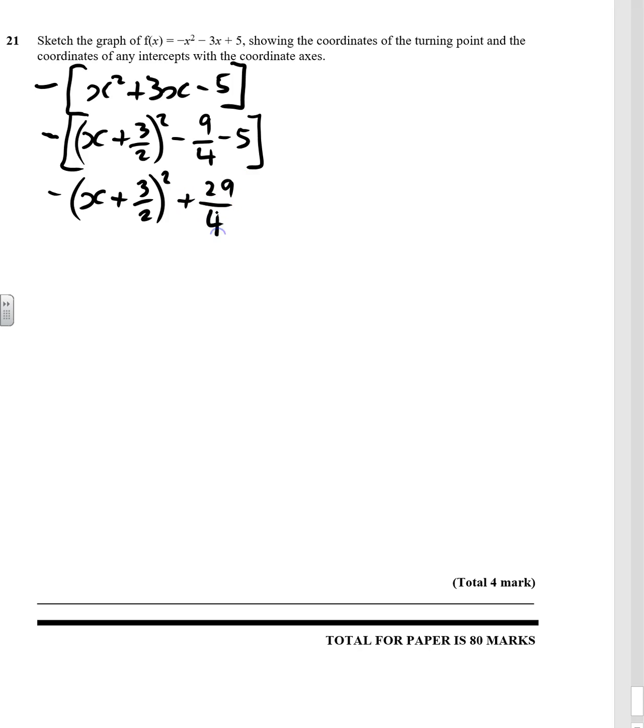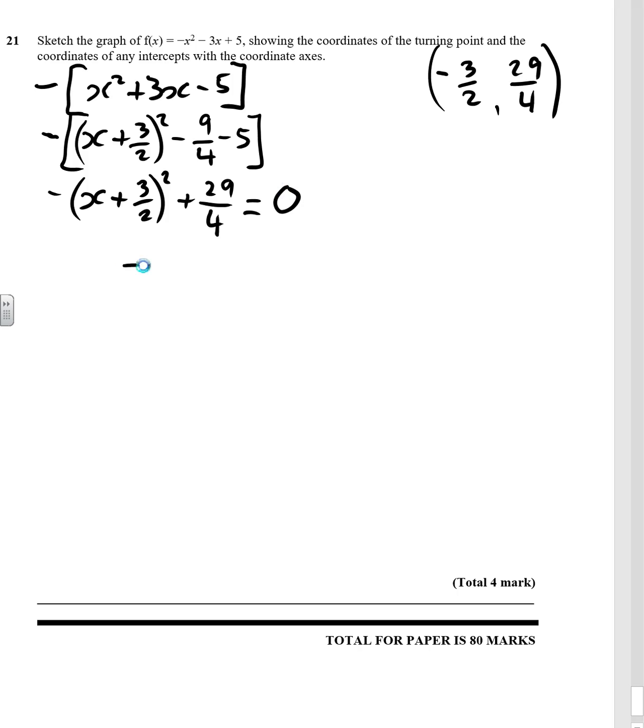So we now get our turning point. Our turning point is minus 3 over 2 and 29 over 4. Okay, now what we're going to do is find where it crosses the x-axis. So I'm going to put it equal to 0. Now I'm going to solve it.